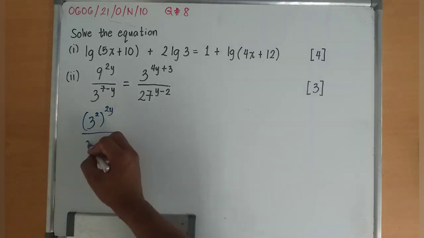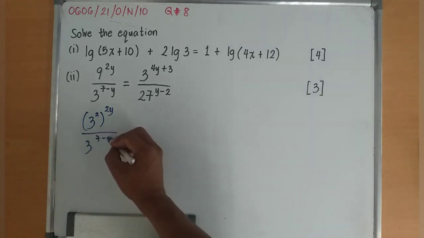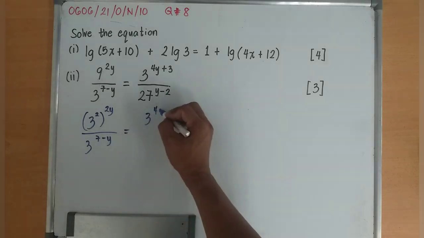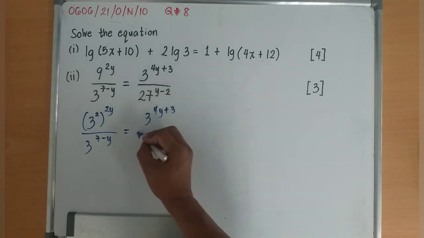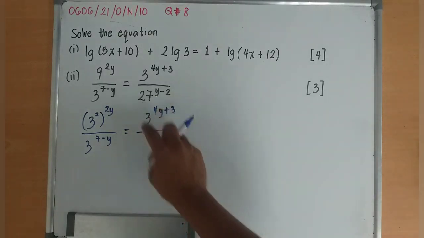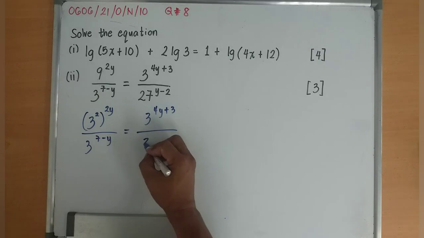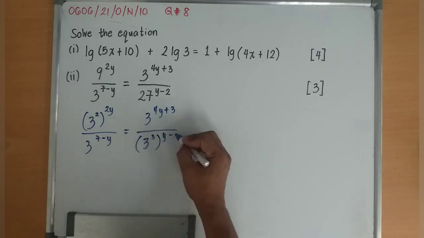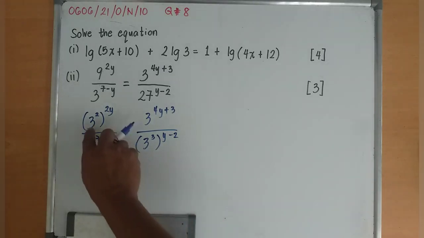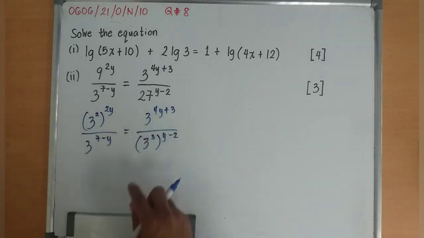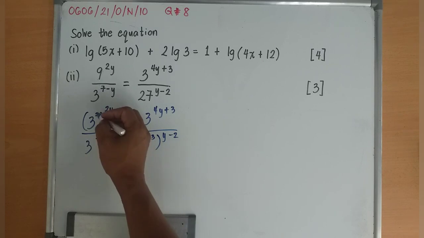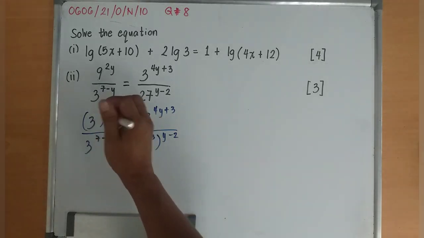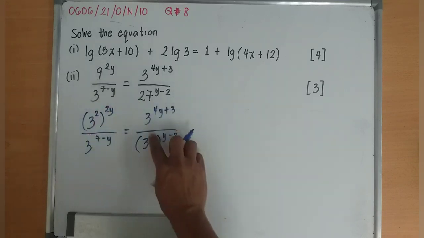And just keep this 3 to the power of 7 minus y is equal to 3 to the power of 4y plus 3. Okay? I'll make the base of this one as 3 also. So it's 3 to the power of 3, to the power of y minus 2. So if you notice, I'll have a base 3, 3, 3, 3. But don't forget that I am having an index over here. This is index 2. This is index 3.